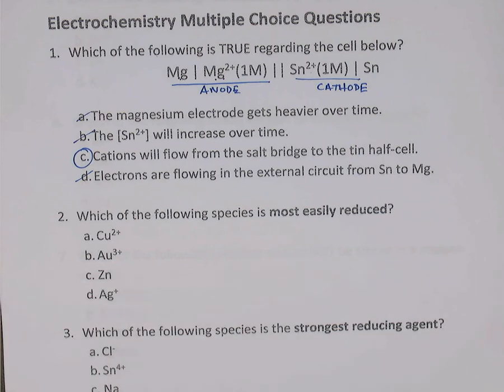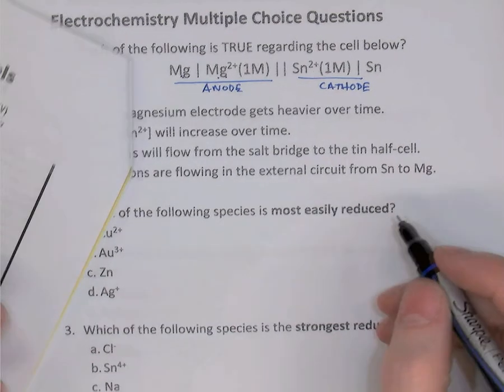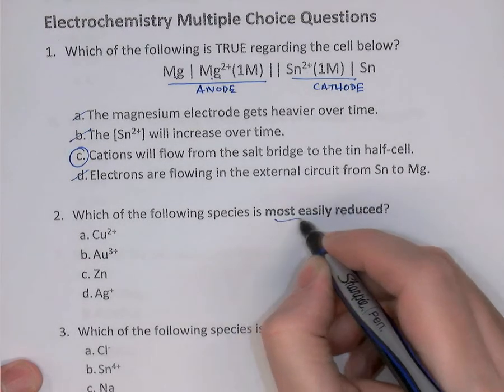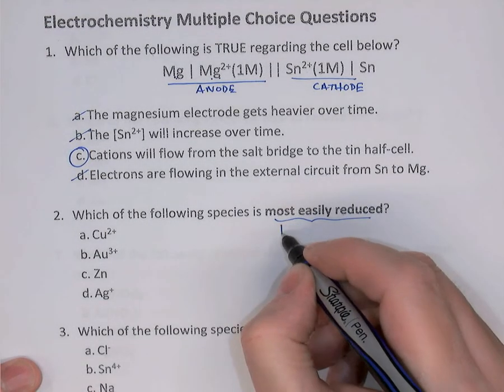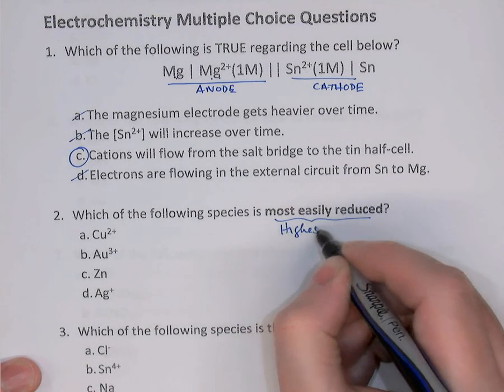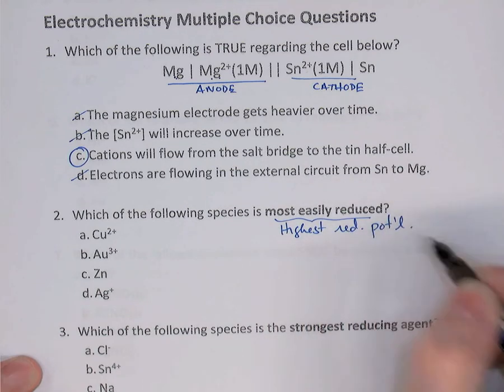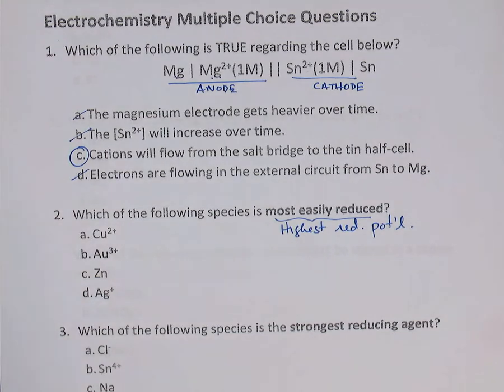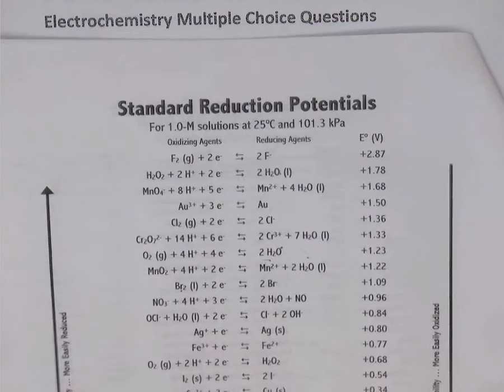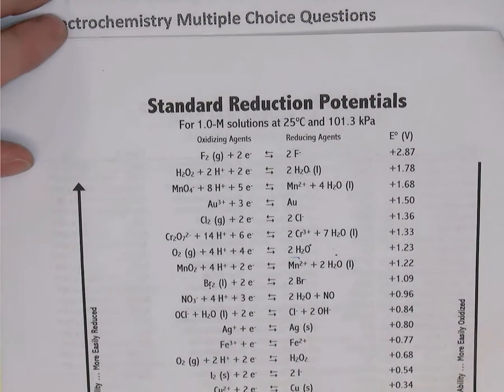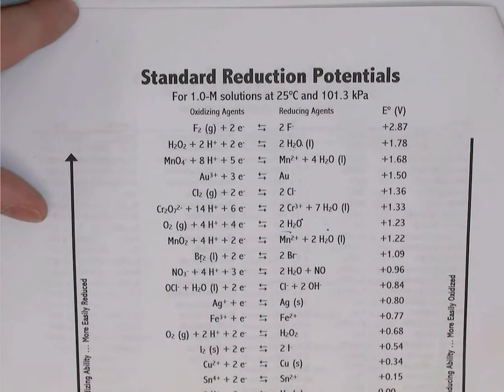Try that question yourself. So which of the following species is most easily reduced? Most easily reduced, another way to phrase that is that it has the highest reduction potential. So I'm going to look on my chart of half reactions. Hopefully you've got one with you. If not, pause the video and go grab your data booklet.